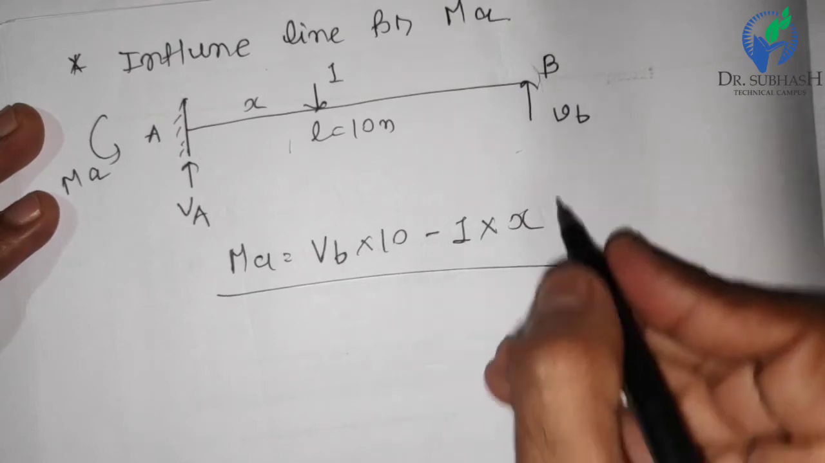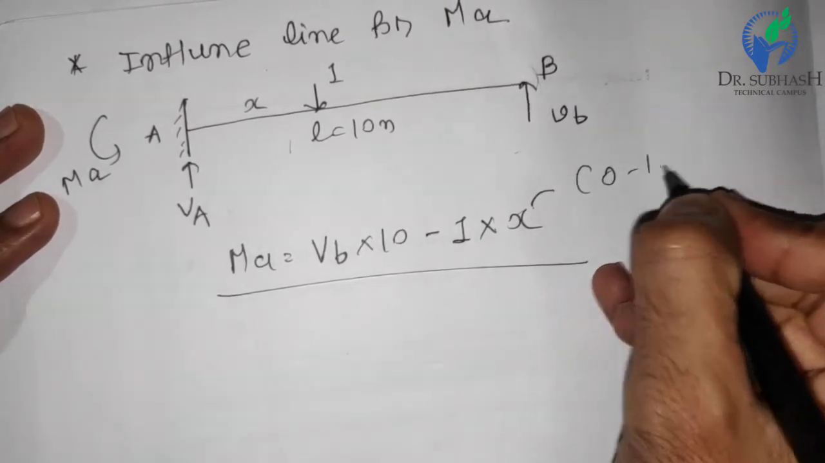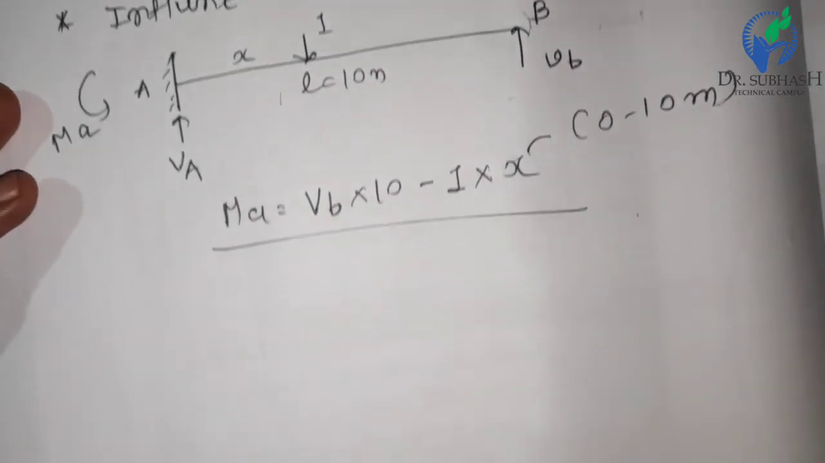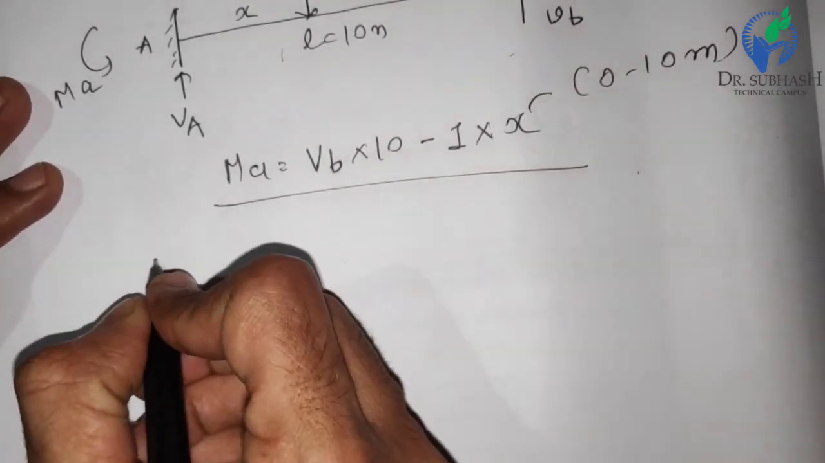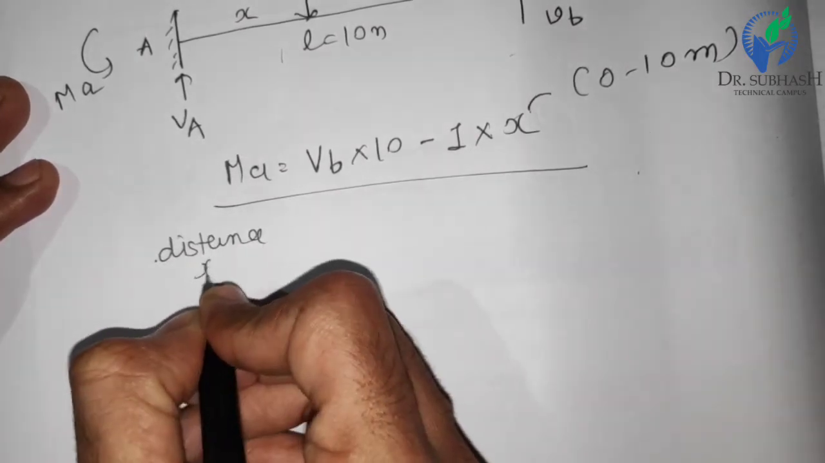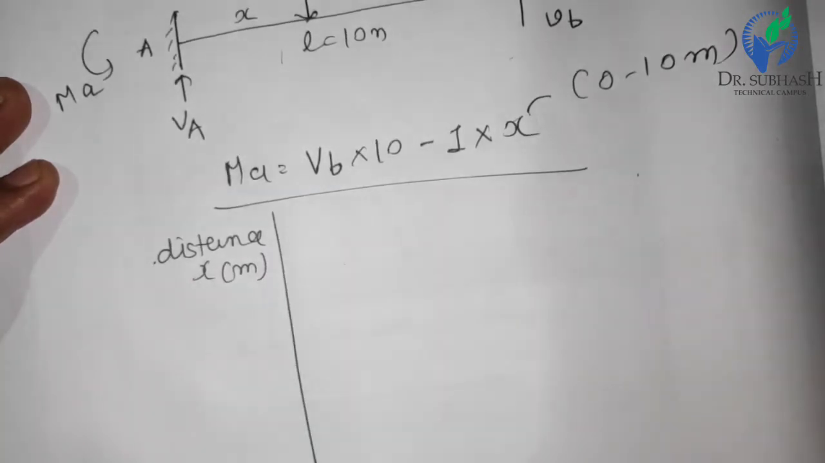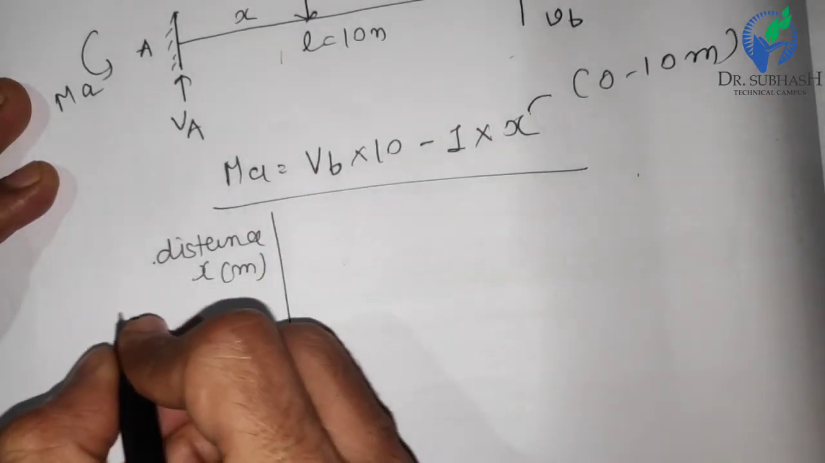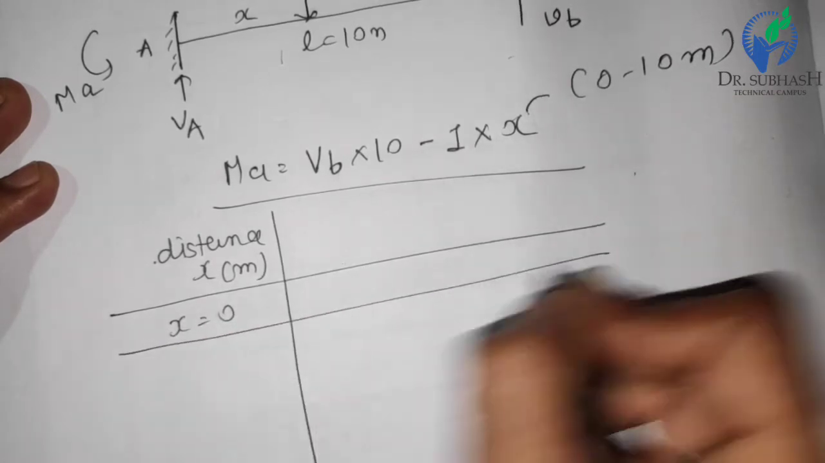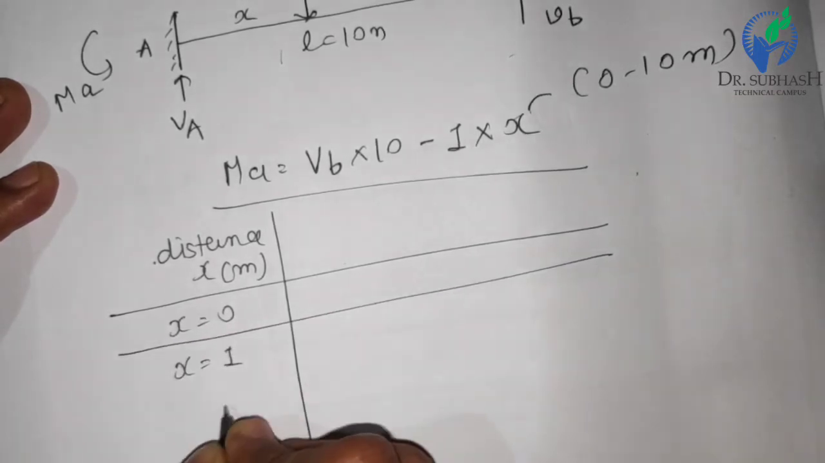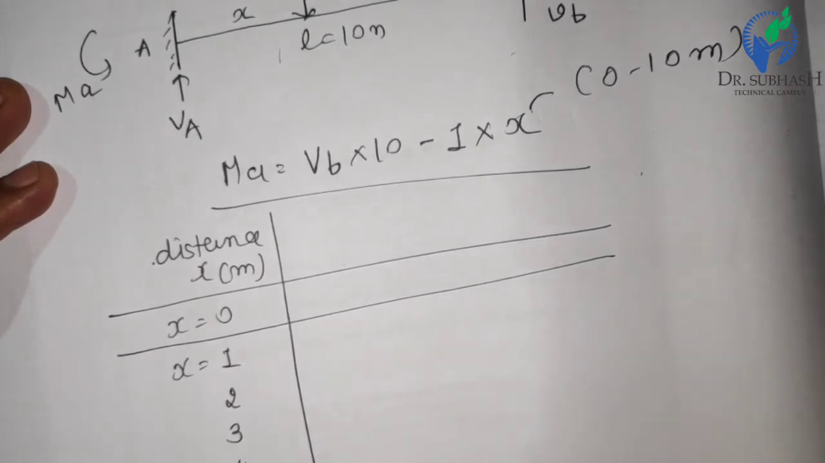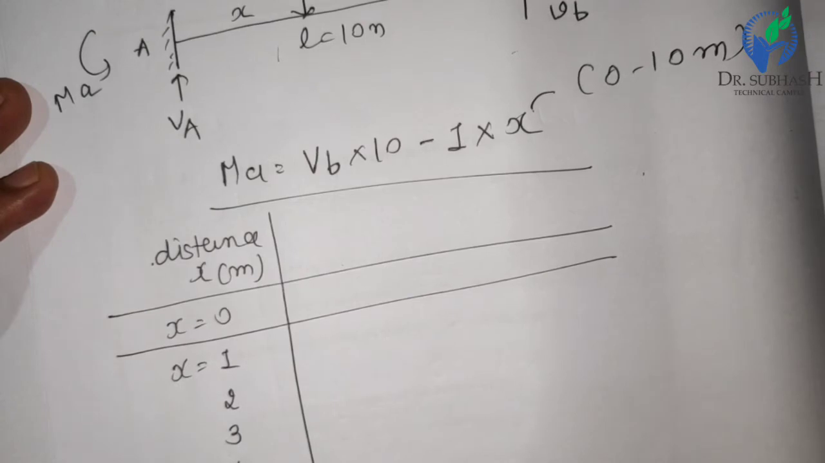x is between 0 to 10 meter in span. So we find the MA, and for that we again draw the table. In that, first we write down the distance x in meter. So we know that x is equal to 0, x is equal to 1, 2, 3, 4, 5, 6, 7, 8, 9, 10.